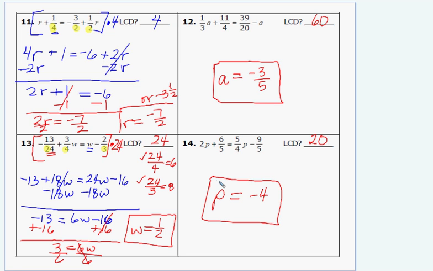So again, sometimes we're going to have fractions left over as our answers, and sometimes we're going to have whole numbers. Either way, it's okay. But now we have an idea of how we can solve these equations by first getting rid of the fractions. That way we can just deal with whole numbers throughout until the very end.